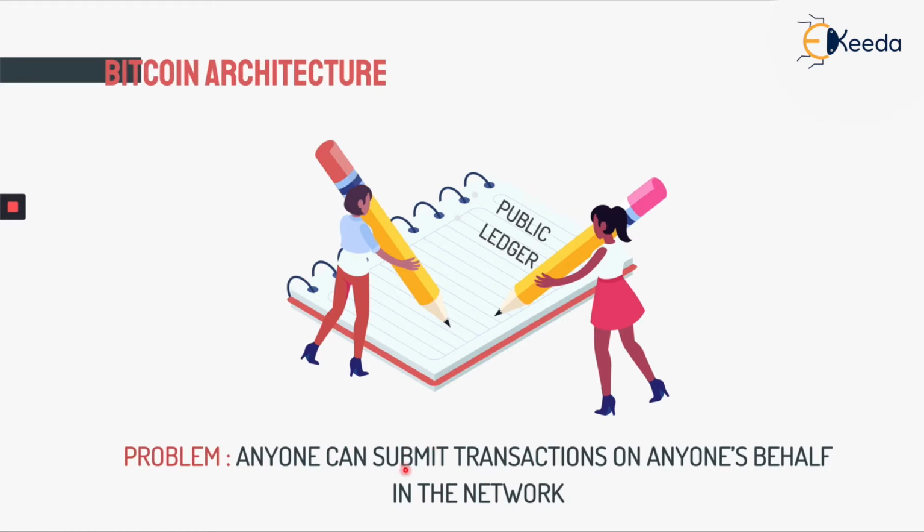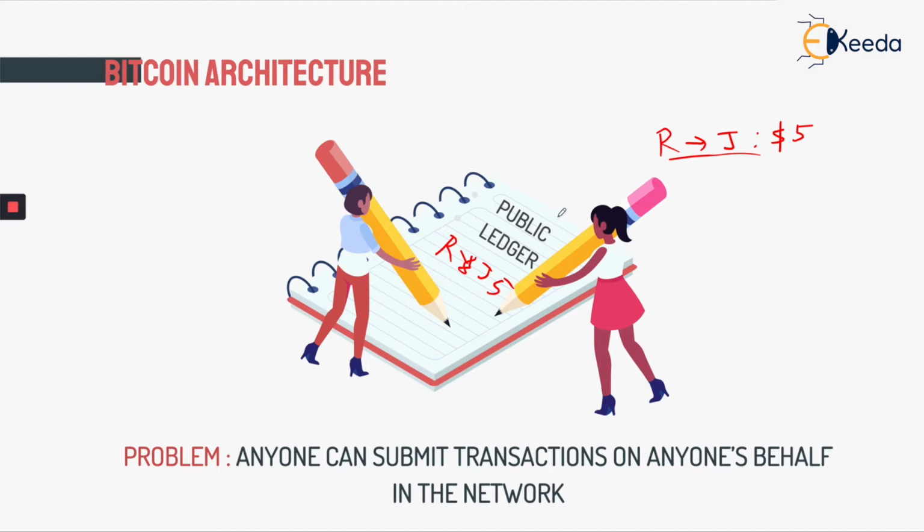Anyone can submit transactions on anyone's behalf in the network. What does that mean? Since it is a public ledger, it is not governed by anyone. Let's say, for example, Raghu wants to send John some $5. Raghu has some money, and he can enter in this ledger, "Raghu sent John $5." But can this data be only entered by Raghu?